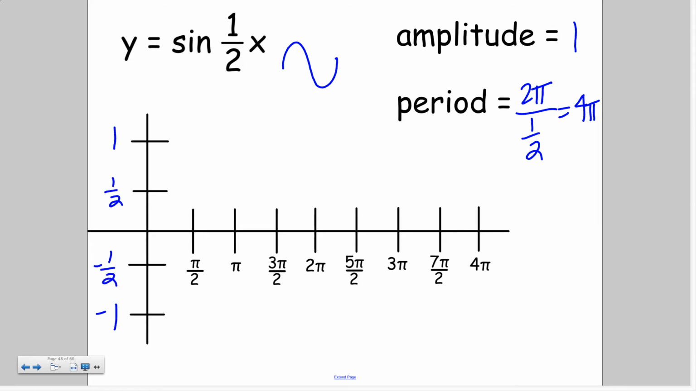So we're starting on the x. We're ending on the x at 4 pi. Halfway would be 2 pi. So beginning, middle, and end on the axis, on the x-axis. Then we're going to go up to our amplitude halfway and down to our amplitude halfway.